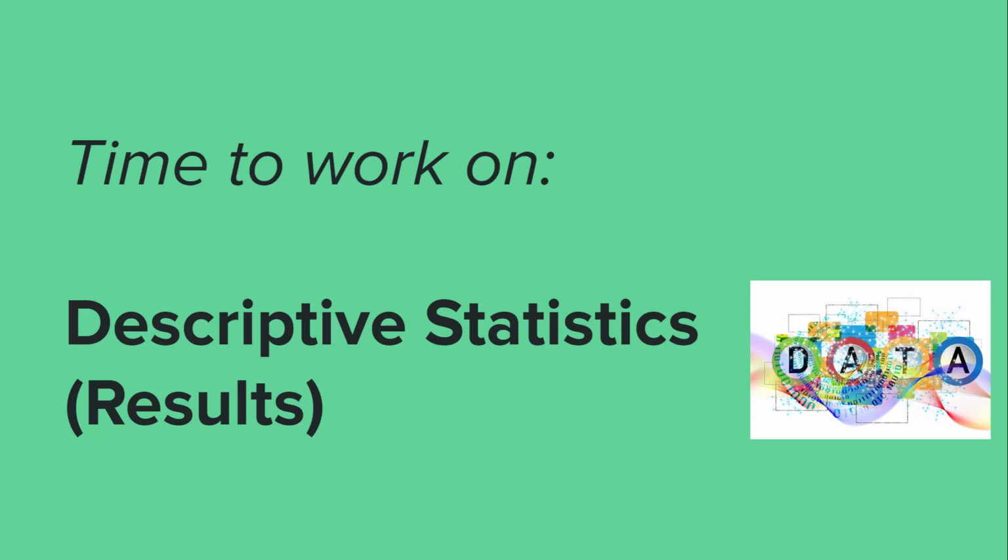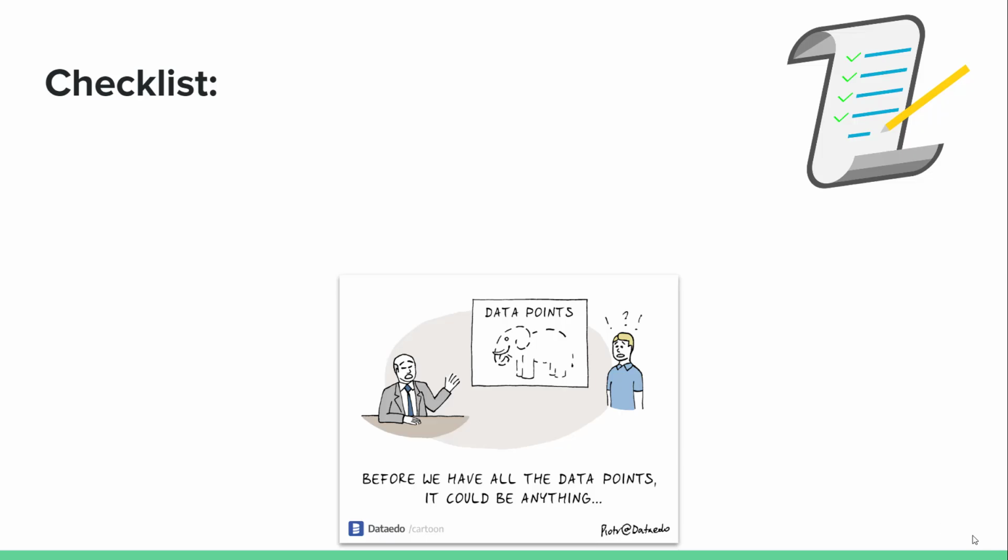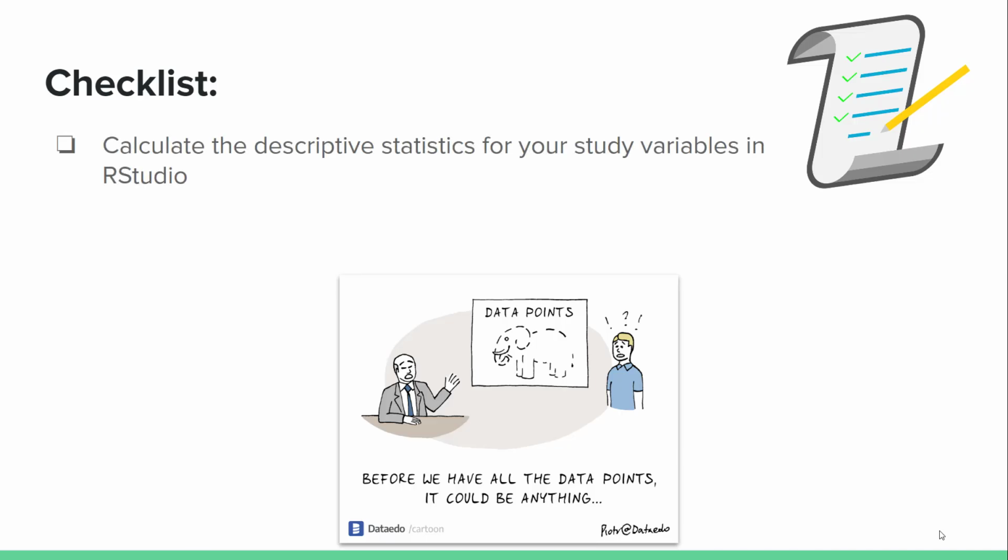And as you practice those skills, let's talk about how to translate them into your research product, which is your research poster. And so jumping over to the research poster side of things, let's go over some basic information about what you want to do this week. First of all, you want to calculate the descriptive statistics for your study variables in RStudio. And then you would want to add your descriptive statistics to your poster. Easy peasy.